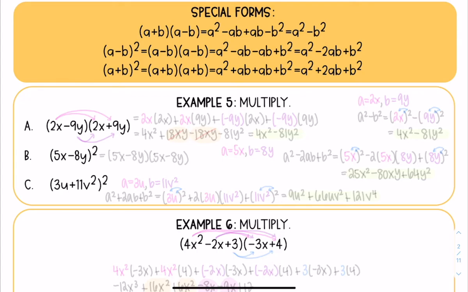So first, I'm going to multiply just how I did in the previous problem. I'm going to distribute the 2x to both pieces, and then I'm going to distribute the -9y to both pieces. So we have 2x times 2x, and we have 2x times 9y. I have -9y times 2x, and I have -9y times 9y.